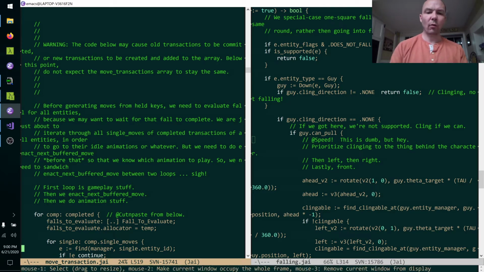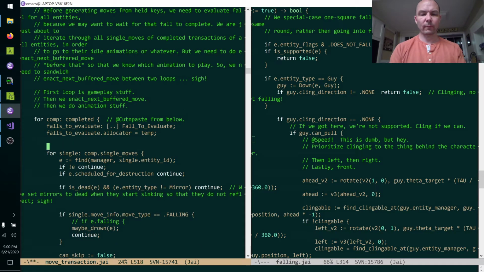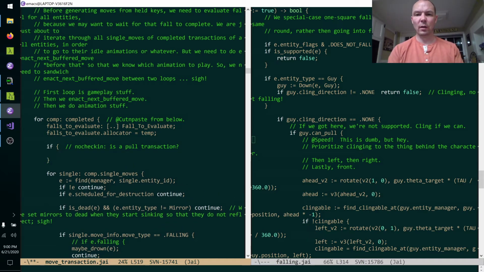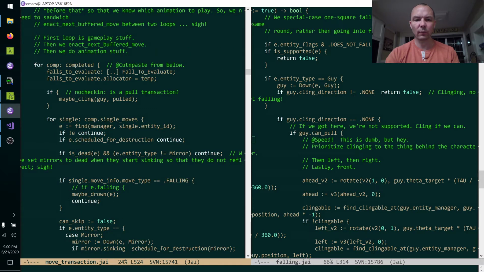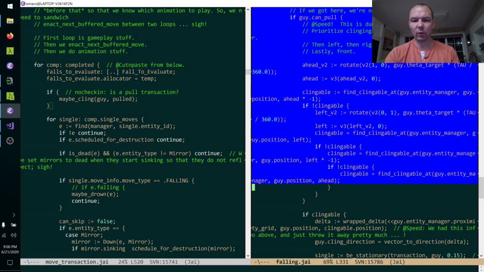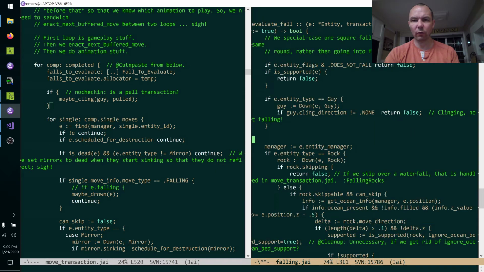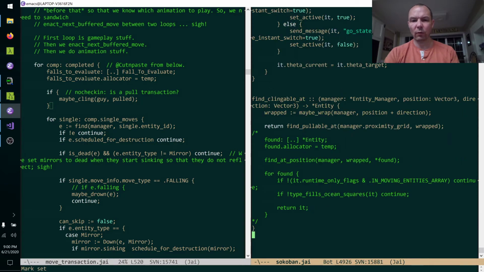But anyway, if it's a pull transaction, then maybe cling guy to pulled. We're going to do that. And these are going to have to be, well, we'll see where we get that information. Okay. So maybe cling is going to be all this stuff, except it's going to be a little different. We're going to have another maybe function.